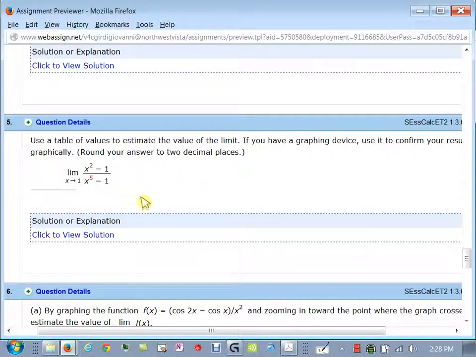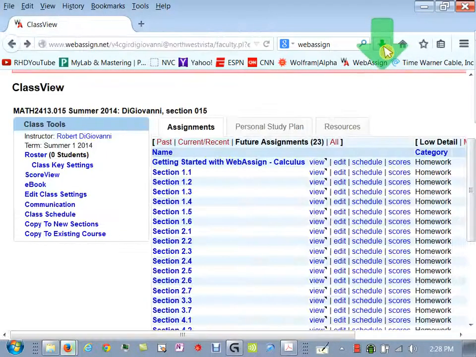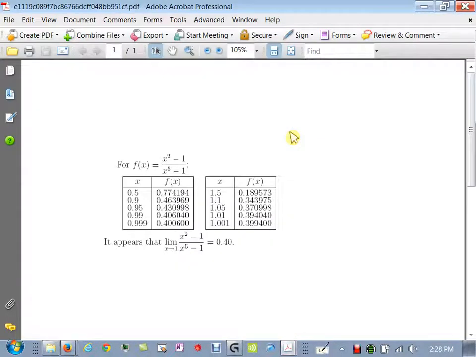Table again here. Just show it to you. Looks like it's getting closer to 0.44. I mean, sorry, 0.40.